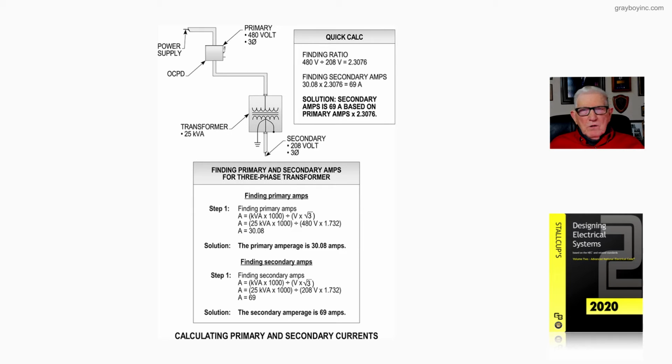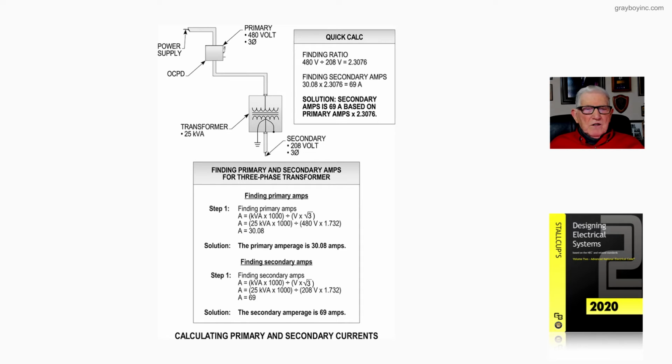Now to determine the full load current rating in amps, step one, you just take the 25 kVA times 1,000 and divide it by the 480 volt times the square root of 3, and you come up with 30.08 amp.